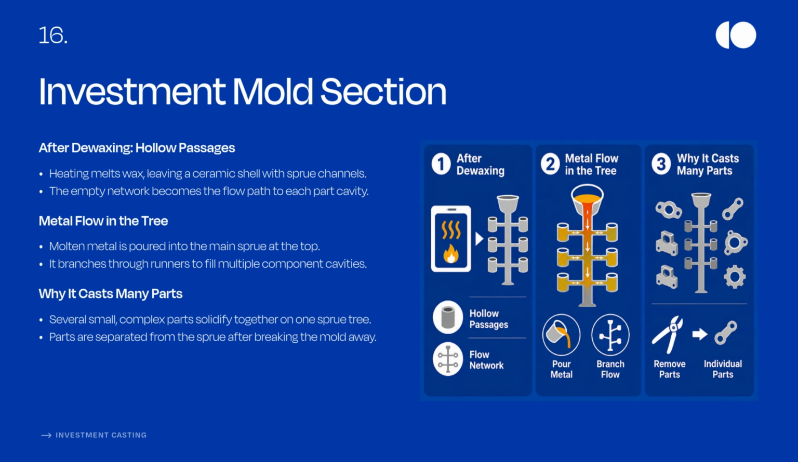Metal flow in the tree. Molten metal is poured into the main sprue at the top. It branches through runners to fill multiple component cavities. Why does it cast many parts? Several small complex parts solidify together on one sprue tree. Parts are separated from the sprue after breaking the mold away.